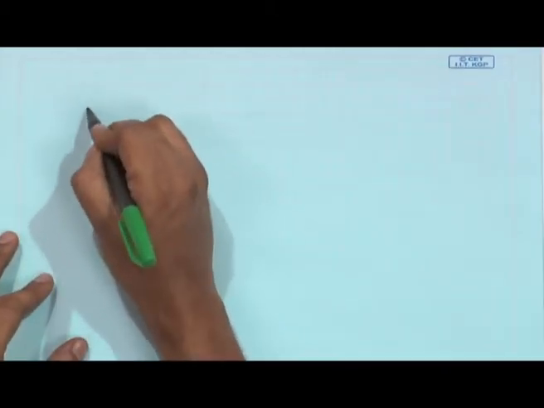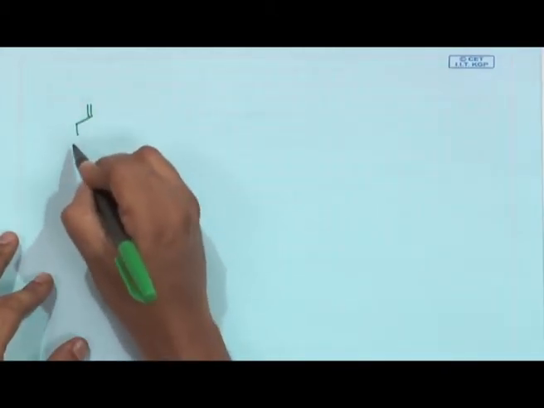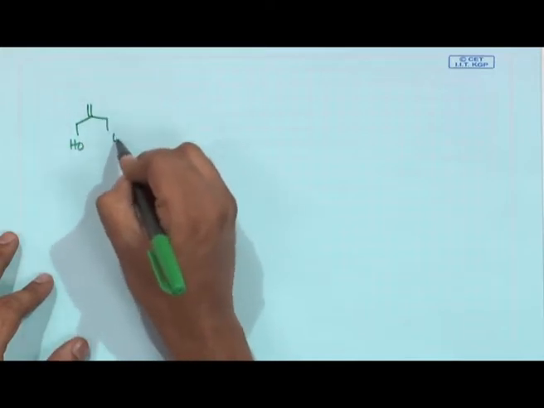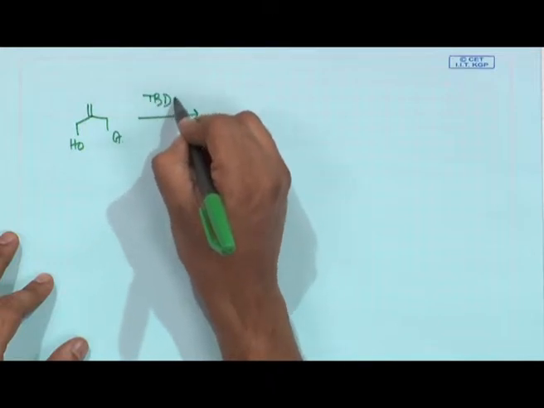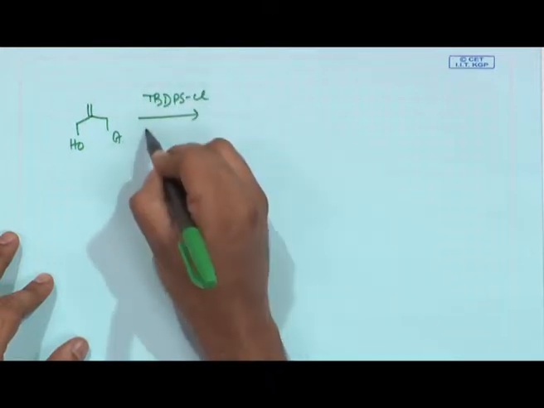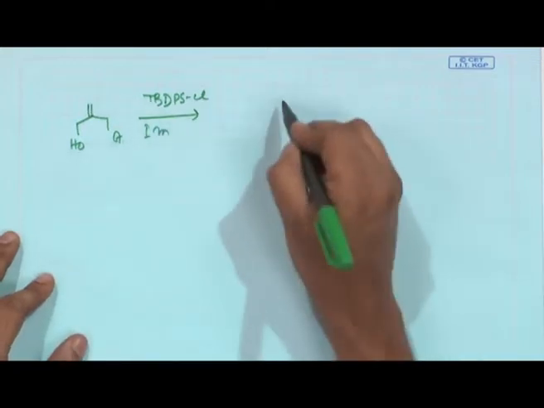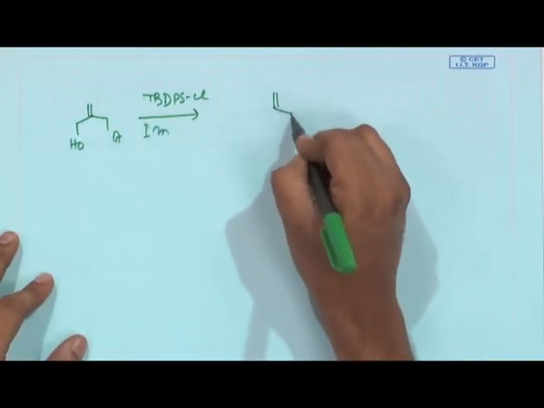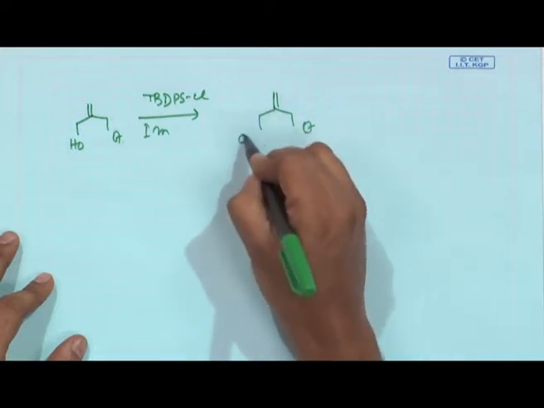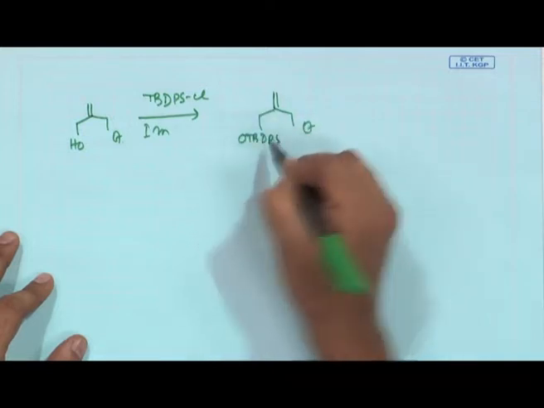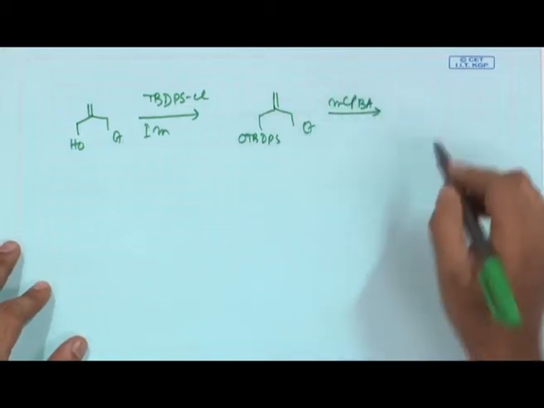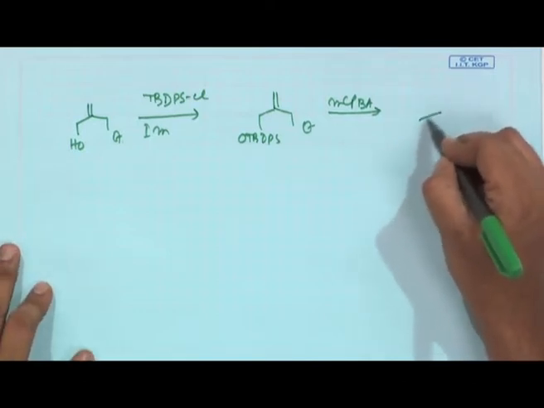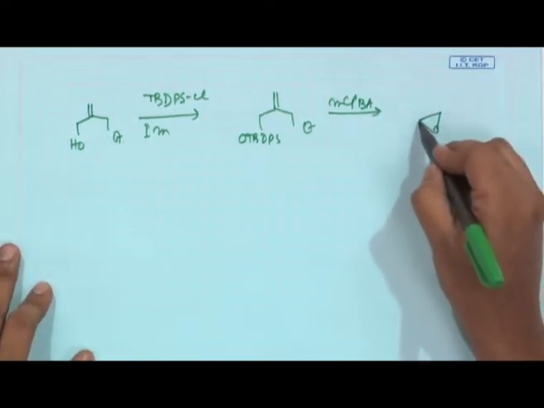Now, coming to the forward synthesis. You start with the compound which was given to you. First protect it with TBDPS chloride. TBDPS, we already explained, is a protecting group, with imidazole; only one equivalent is required because there is only one hydroxy group. So, it will be OTBDPS. You use mCPBA as an epoxidizing agent. So, basically now you will get this epoxide.